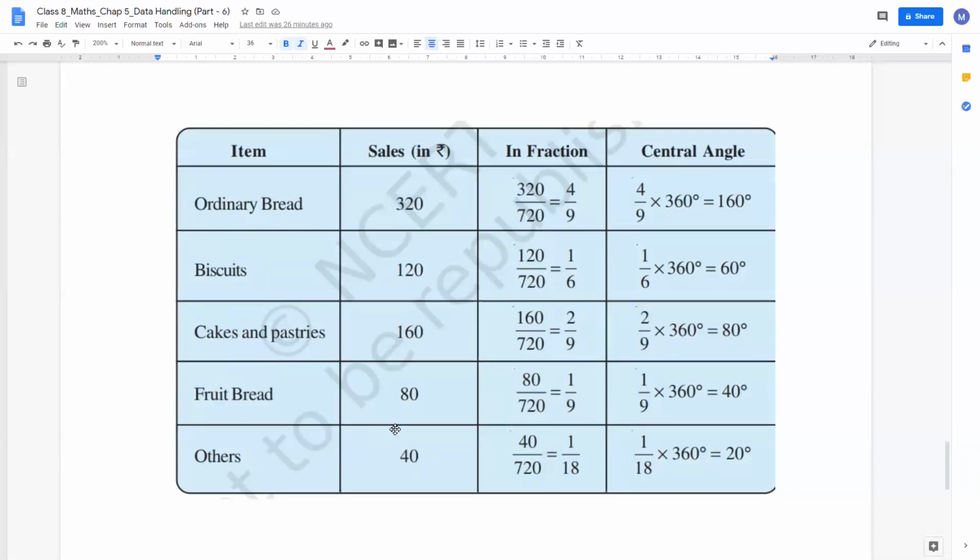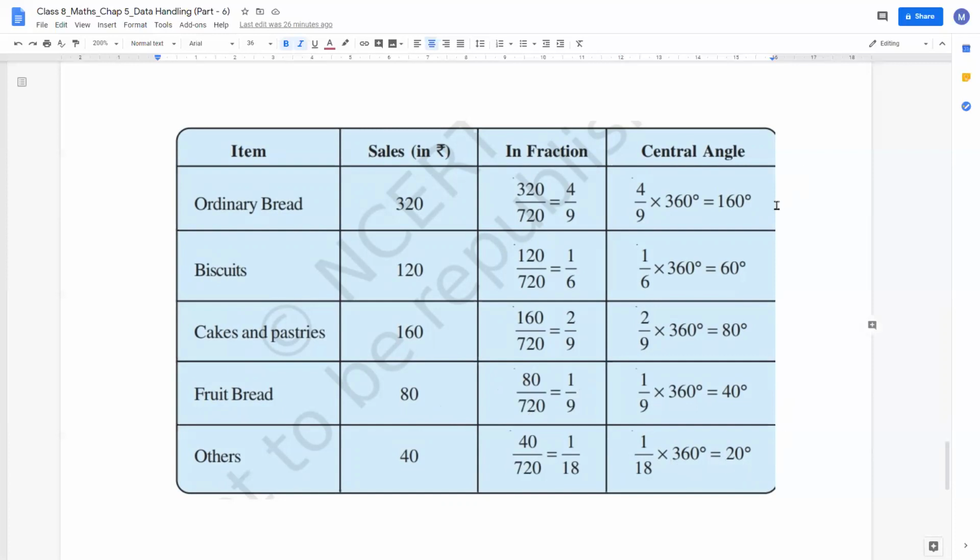Next one is fruit bread. Fruit bread sale is 80 rupees. So fraction equals 80 upon total 720. Then you will get 1 by 9. Now central angle equals 1 by 9 multiplied by 360, that is equal to 40 degrees. Last one, others, 40 rupees. So fraction equals 40 upon total 720, it is 1 by 18. So central angle equals 1 by 18 multiplied by 360, that is equal to 20 degrees.